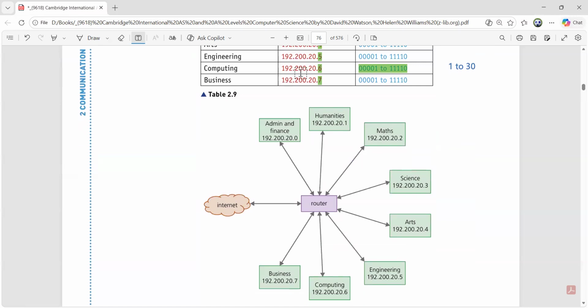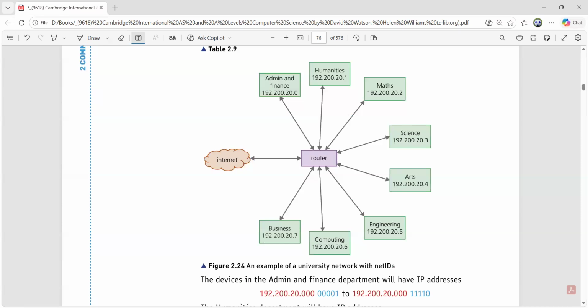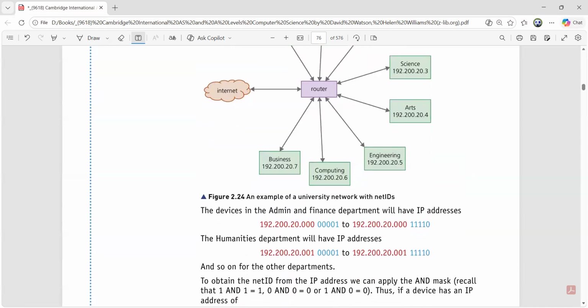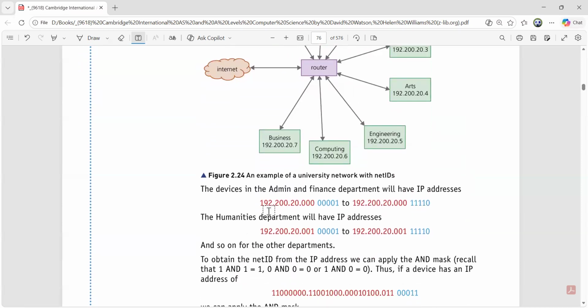The same thing is shown here in the form of a table, and also in the form of the network. Are you all clear about this? And this is the bifurcation to help you understand further. Earlier it was 192.200.20 dot. Now it is bifurcated into 3 bits and 5 bits. The 3 bits, denoted in red, are the net ID, and the last 5 bits are the host ID.